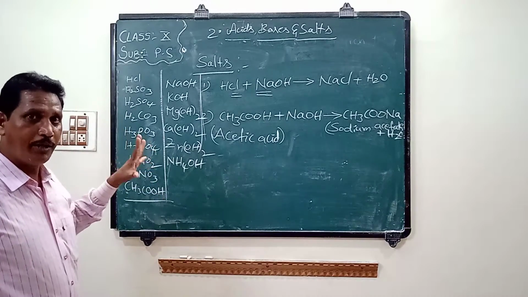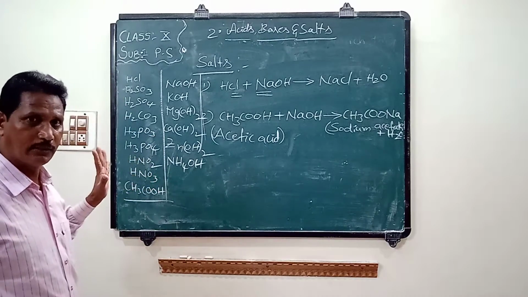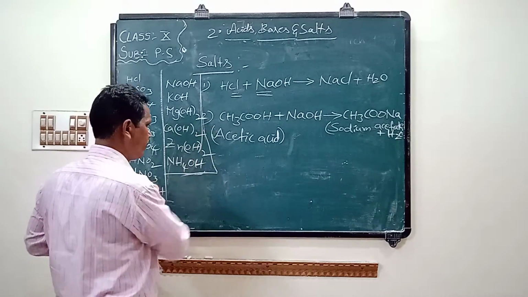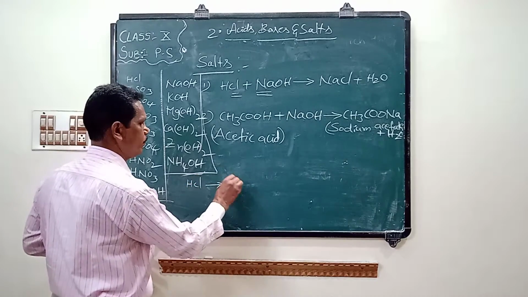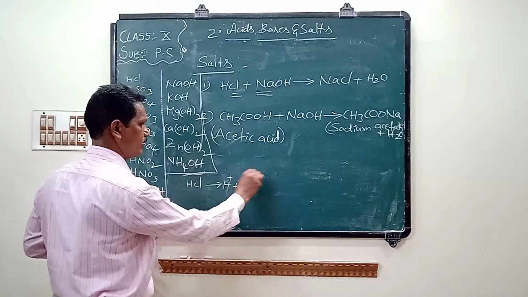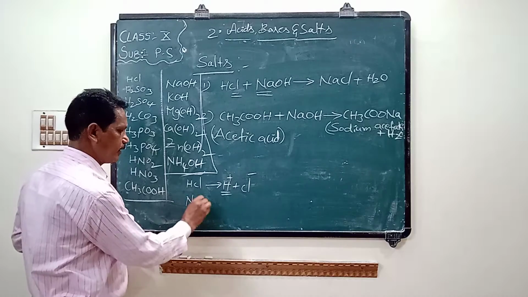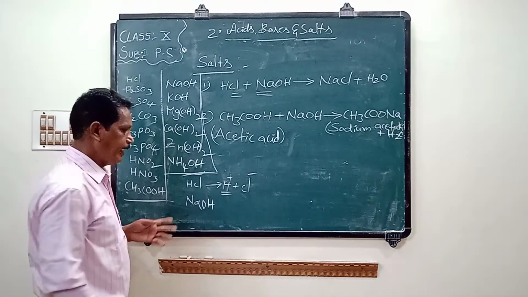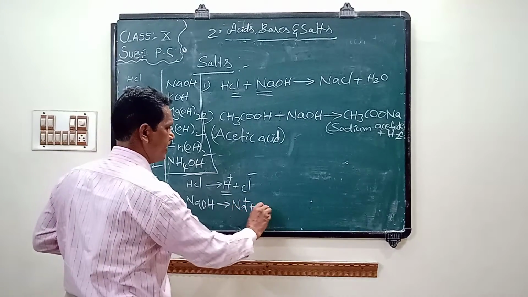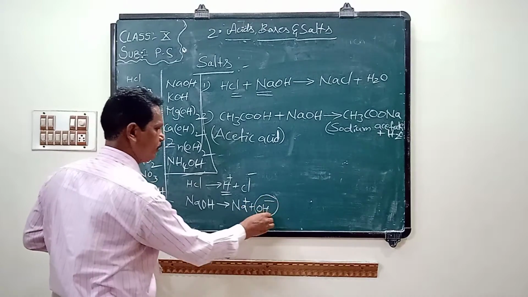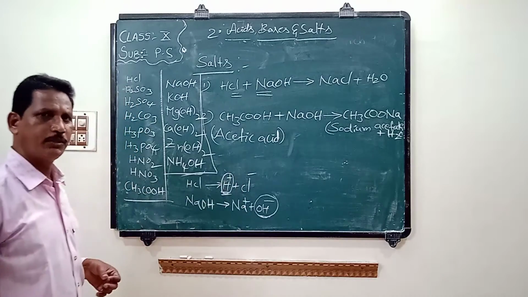All bases give OH minus ions. All acids give H plus ions. For example, on heating, HCl is dissolved into H plus and Cl minus. So all acids give H plus ions. On heating, the base NaOH is divided into Na plus and OH minus. All bases give OH minus ions. All acids give H plus ions.